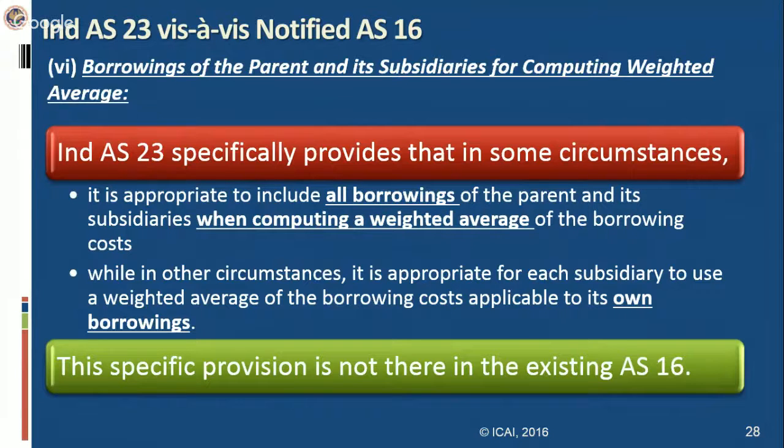This is the provision under Ind AS 23, but such a provision regarding inclusion of all the borrowings of the parent and the subsidiary while computing a weighted average is not given under existing AS 16. Ind AS 23 also provides that in certain cases it may be appropriate for each subsidiary to use a weighted average of the borrowing cost applicable to its own borrowings. That provision is also missing in our existing AS 16.